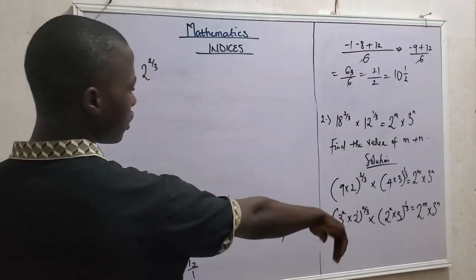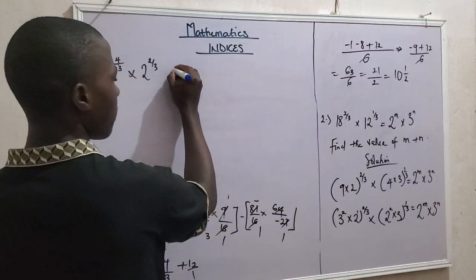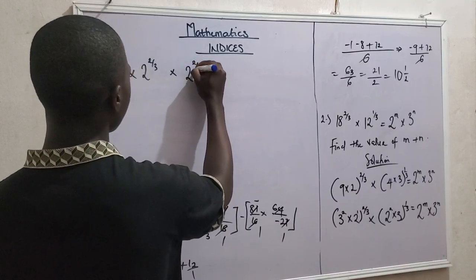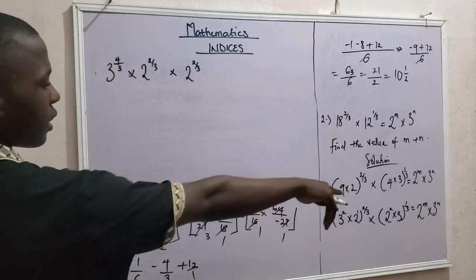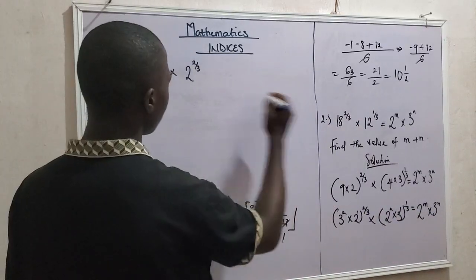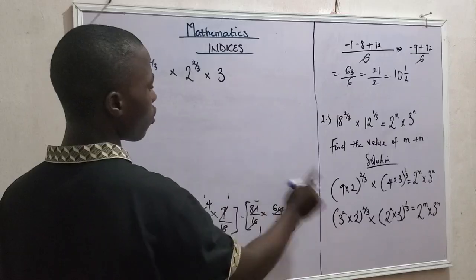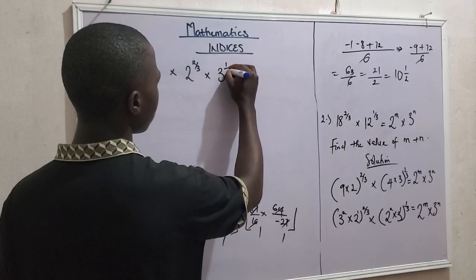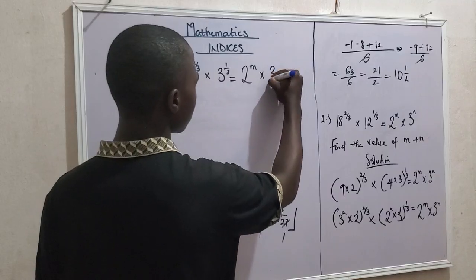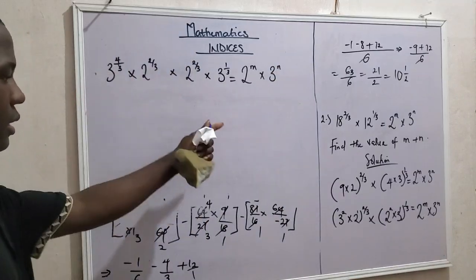For the other side, this is 2 raised to the power of 2 times 1 over 3, that is times 2 raised to the power of 2 over 3. For the other side, this is 3 raised to 1. You know that 3 raised to 1 also gives us 3. So that becomes 3 raised to 1 times 1 over 3. This is equal to 2 raised to the power of n times 3 raised to the power of n. You can see now, things are falling in place.